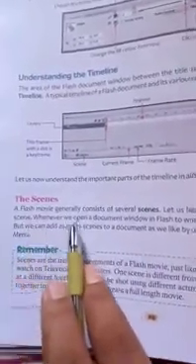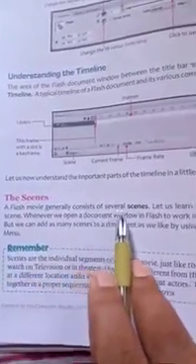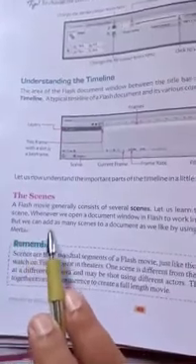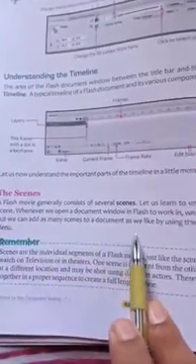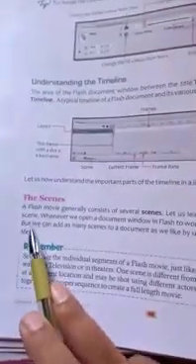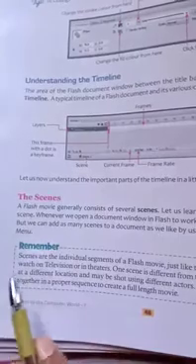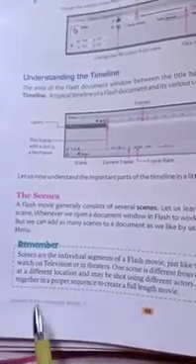Scene. A Flash movie generally consists of several scenes. Let us learn to create movies with a single scene. Whenever we open a document in Flash to work in, we will be working in scene 1. But we can add as many scenes to a document as we like by using the scene option of the insert menu.